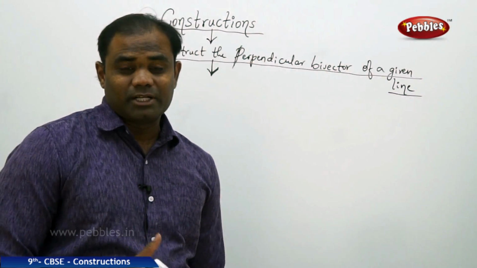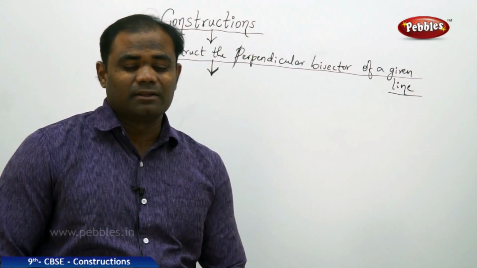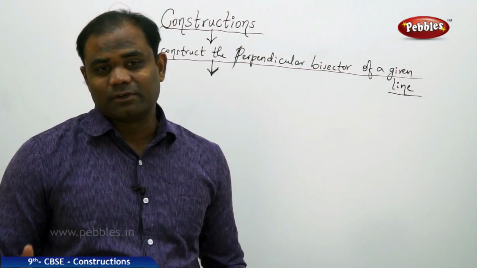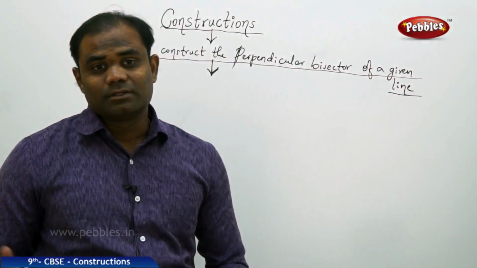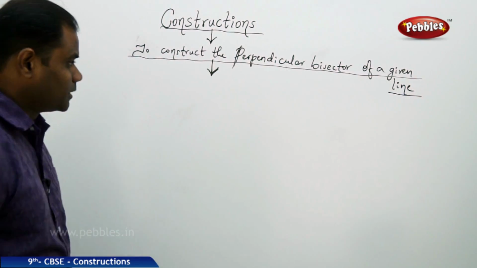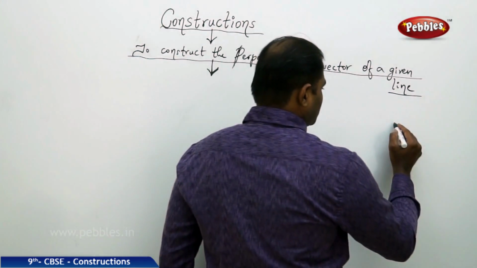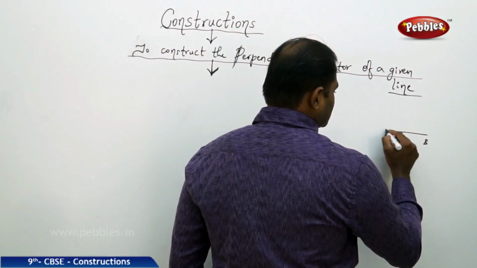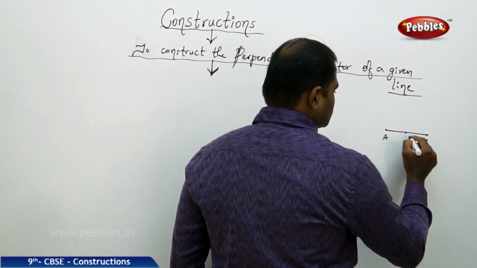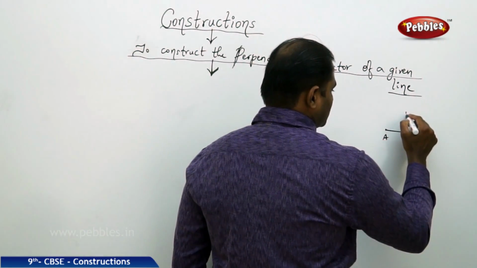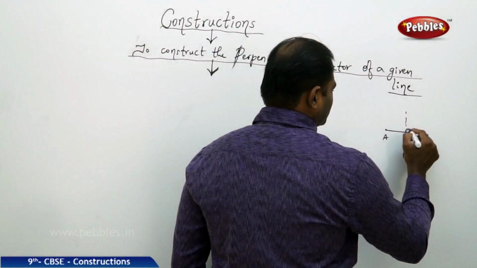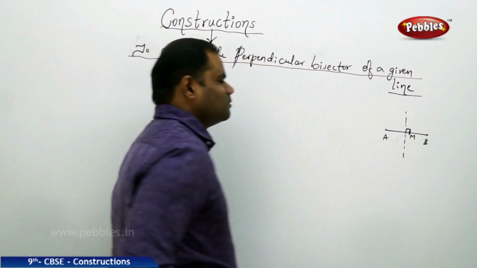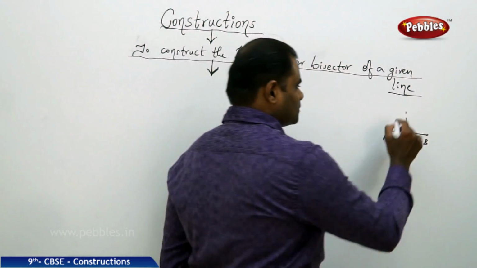Now we know that a perpendicular bisector is a line which exactly passes through the midpoint of the given line and which is perpendicular to the given line. To recap, a perpendicular bisector of this line AB would be nothing but a line which is exactly passing through the midpoint and which is perpendicular. That is how we understand the perpendicular bisector.